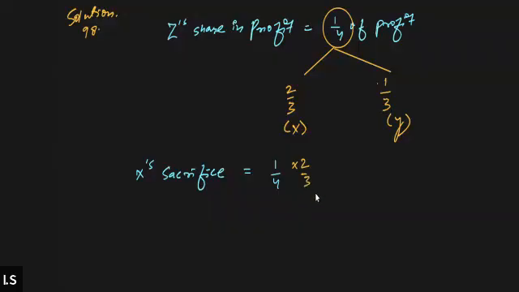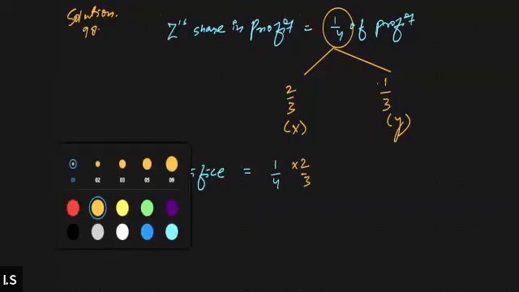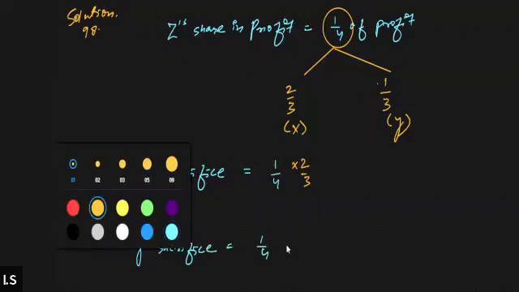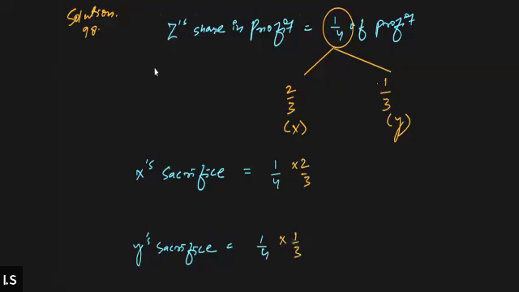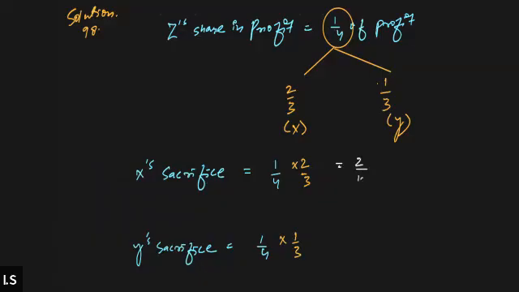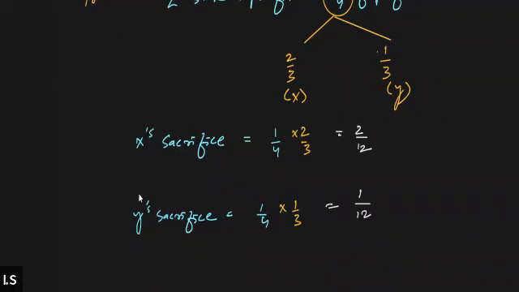So this much share needs to be sacrificed by X in favor of Z, and Y needs to sacrifice. Y will be sacrificing 1/4 into 1/3. That is what the question is saying. Now you can determine the total sacrifice. That will be 2/12 and 1/12. Is that right? So this is the X sacrifice and Y sacrifice.